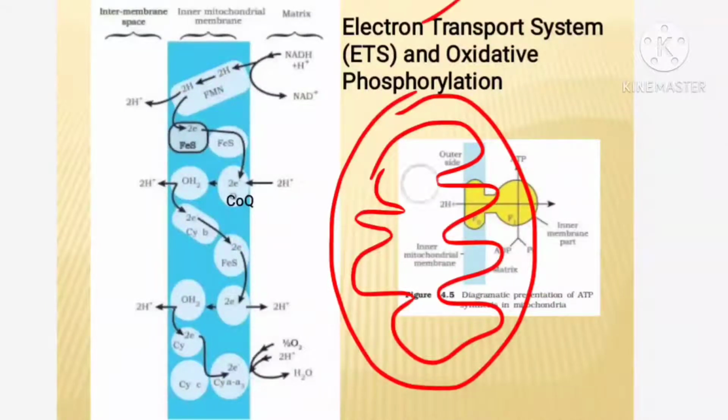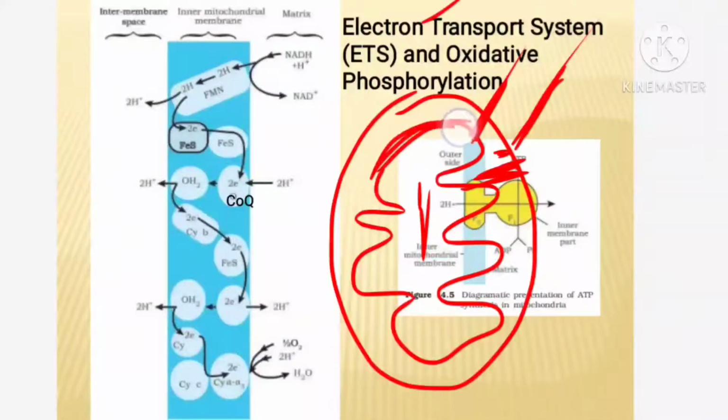Thereafter, the space inside the inner membrane we call the matrix. You can find the space between the outer membrane and the inner membrane, right? That space we call the intermembrane space. Where is the electron transport system actually taking place? It is taking place in the inner membrane of the mitochondria. There only the electron transport system is present.